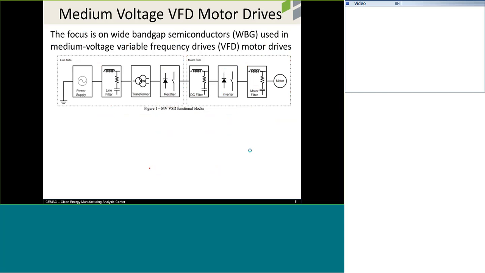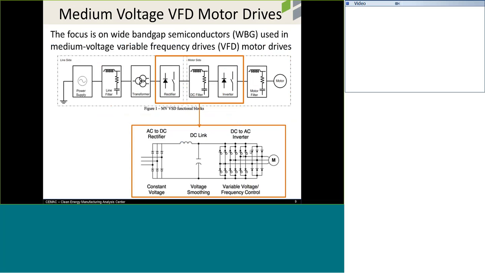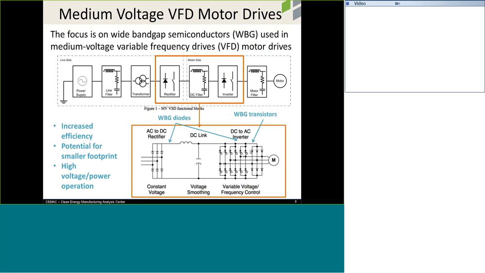So why wide bandgap material in variable frequency drives? Basically, if you look at a functional diagram of a variable frequency drive, the wide bandgap diodes and transistors can be substituted in to have a big increase in efficiency, and when coupled with the electric motors being developed that work at higher frequencies, it allows for a smaller footprint. Also, you get a higher voltage and power operation.